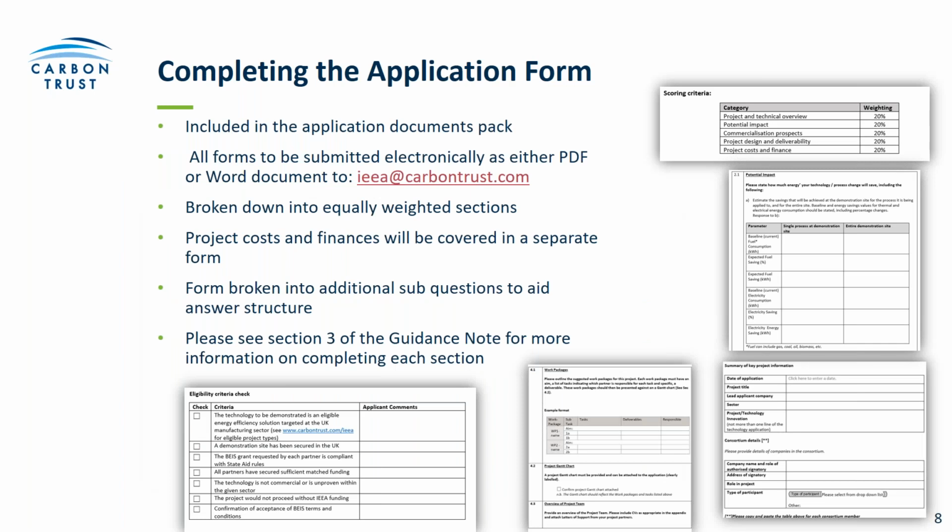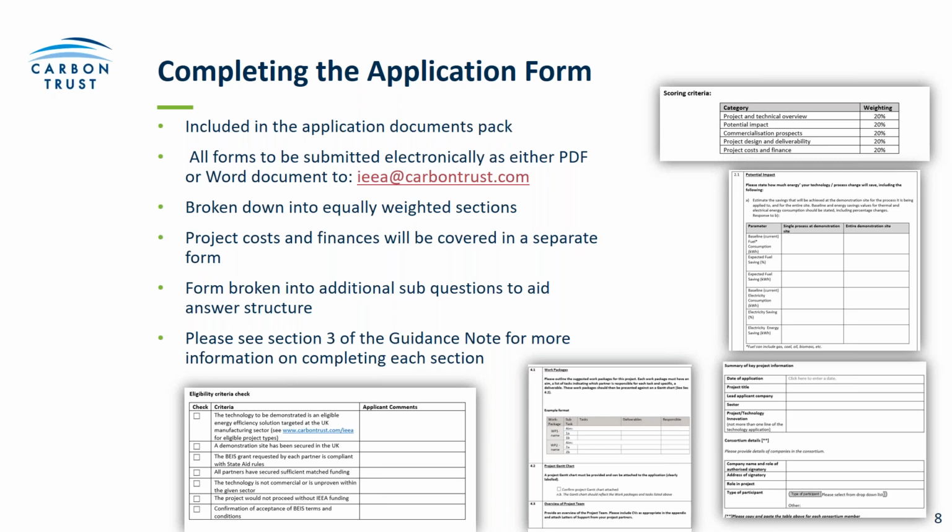In terms of the application form itself, there are a number of sections to it. There's a checklist at the front of it, which you can go through to make sure you've covered all of the various aspects that need to be considered. Once it's completed, you submit it electronically by email, in this case before the 30th of April 2019. The various sections are equally weighted in terms of the scoring. The project costs and finances are covered in a separate form, and we'll show you that later on.